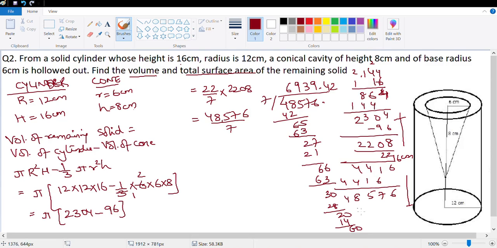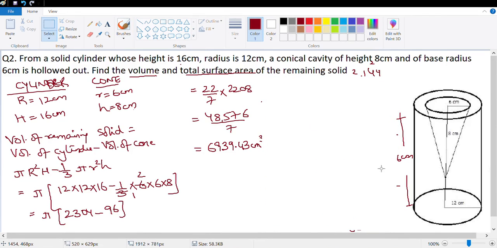So that will be 7 into 8. So you can round it off to 6939.43 centimeter cube. Longish calculation. Otherwise, the question was fairly simple. All you needed to do was multiply a lot of numbers. So that's the answer. We've already calculated the volume.